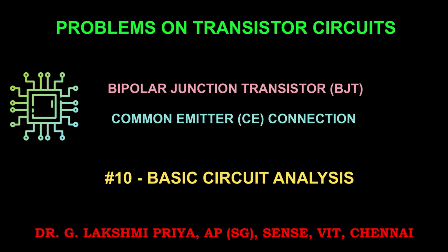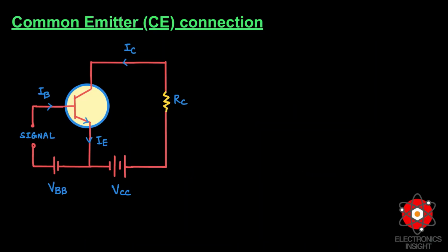For the next video on basic circuit analysis, where we are going to solve problems related to transistor circuits. So specifically in this video, we will be concentrating on the common emitter configuration of bipolar junction transistor. So here is the circuit configuration for common emitter connection.